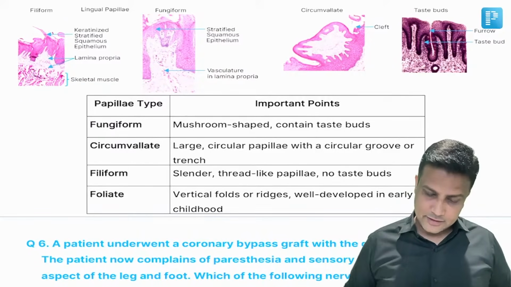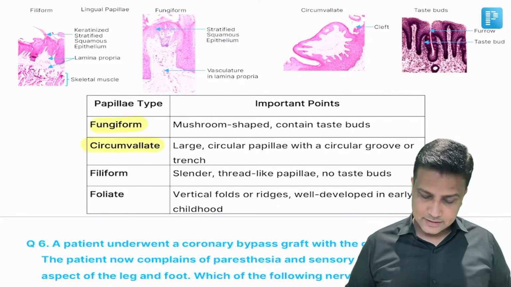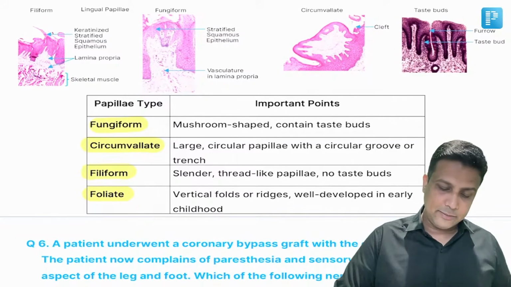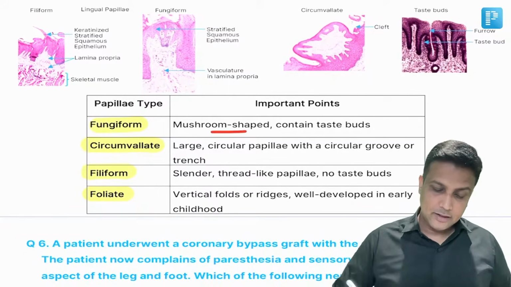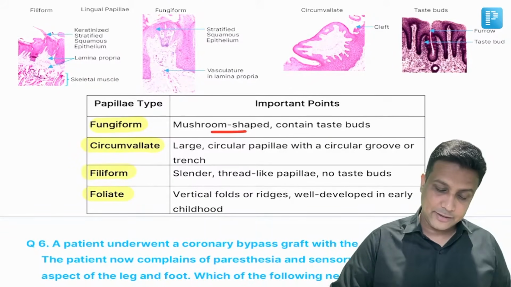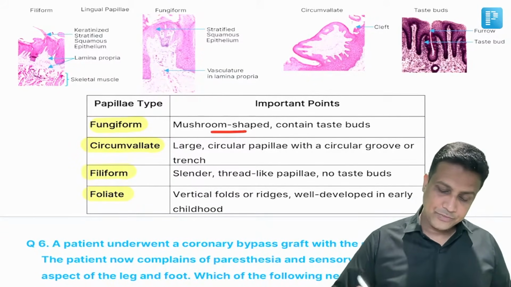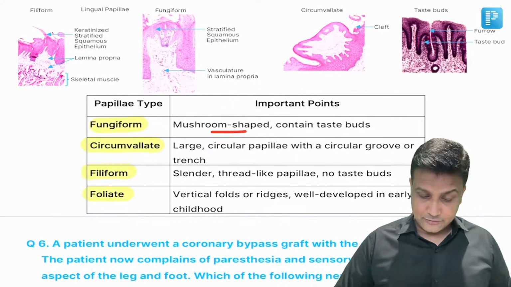We know very well on the surface of the tongue, you'll be having fungiform, circumvallate, filiform, and foliate papillae. Fungiform papillae, from the name itself, we can understand they're like mushroom shaped. If you look at the second diagram here, my dear friend, you can clearly see that they are like mushroom shaped, fungiform, and they contain the taste buds, fine.